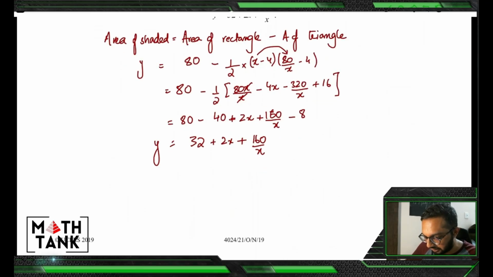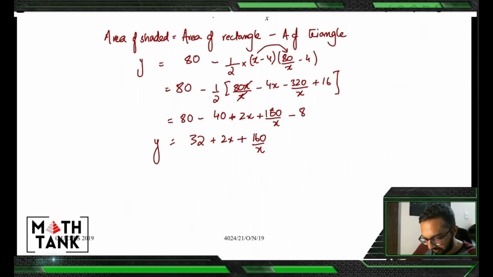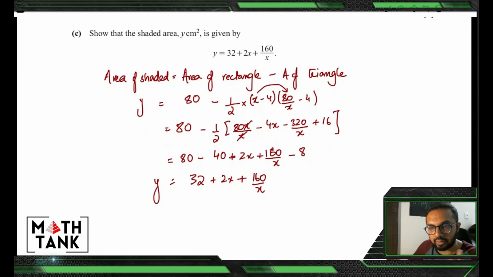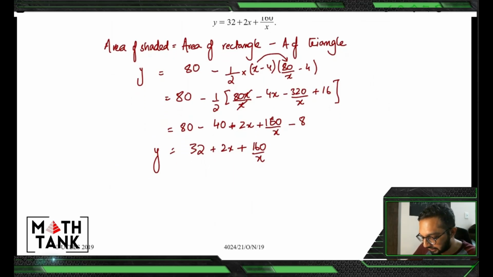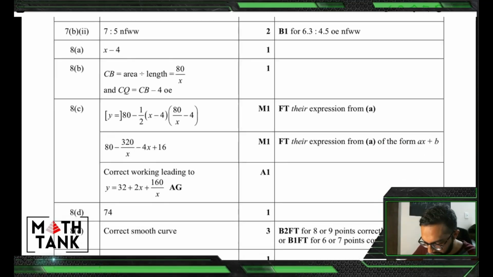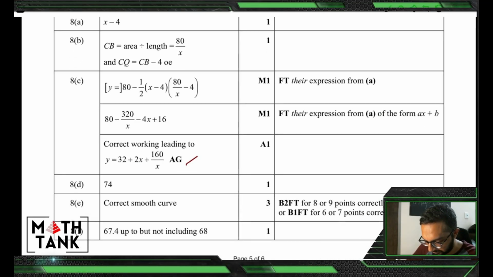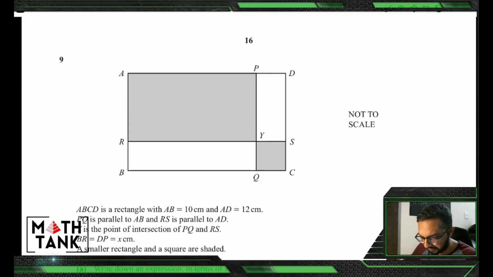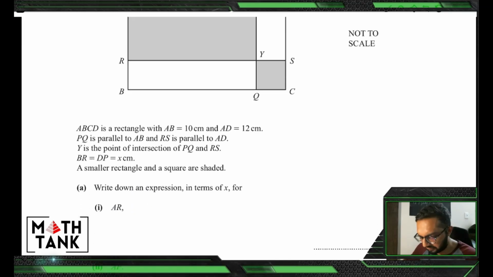Now, I am assuming I skipped the other part to this question. You will be asked to draw a graph after this with experimental values and so on. Okay, so you get the full marks there. So you see correct smooth curve, which means that there was a curve supposed to be drawn in the next part, but I skipped that part because it was more towards graph of functions.